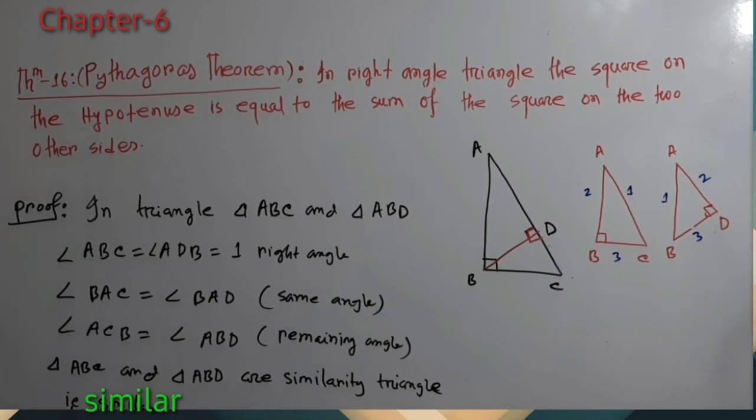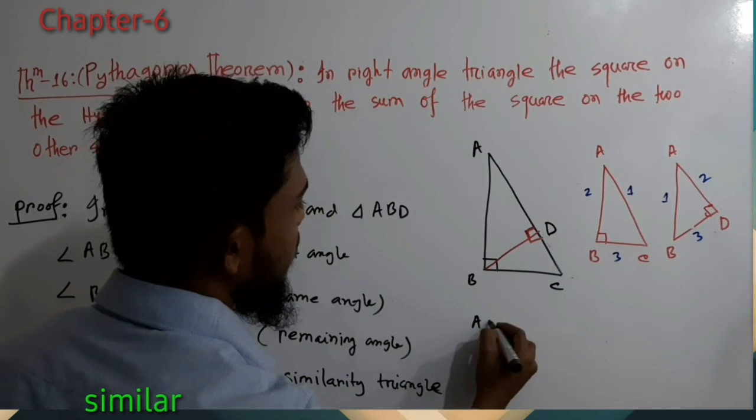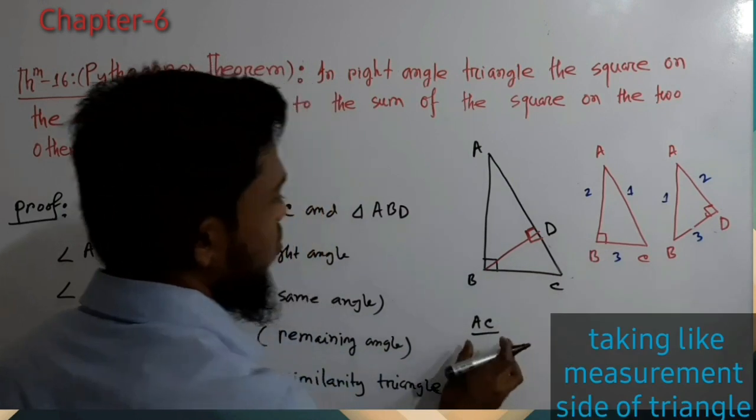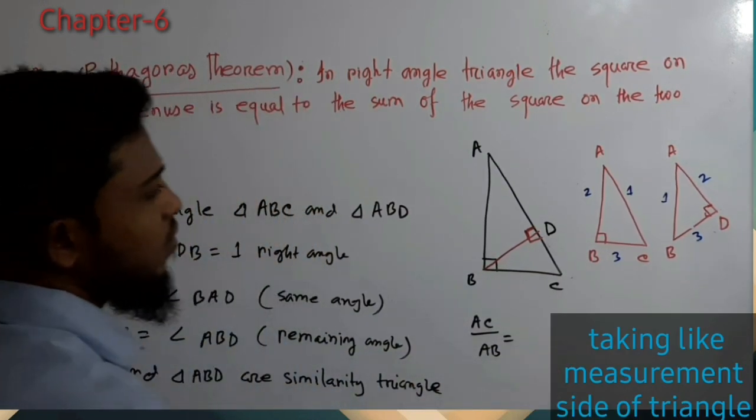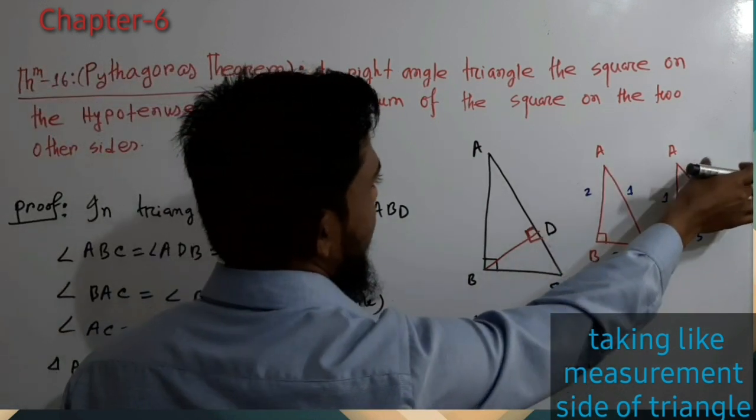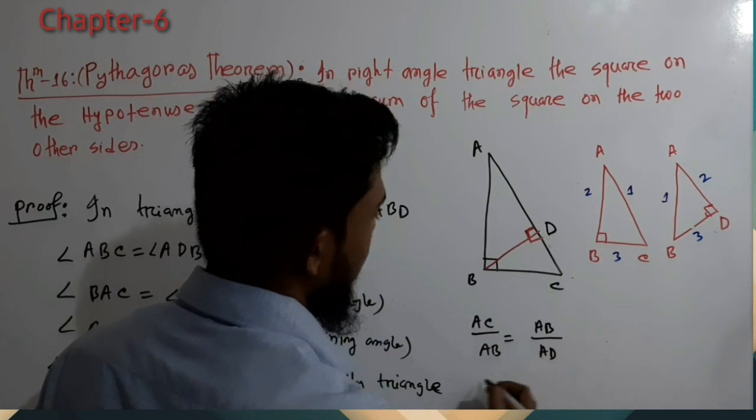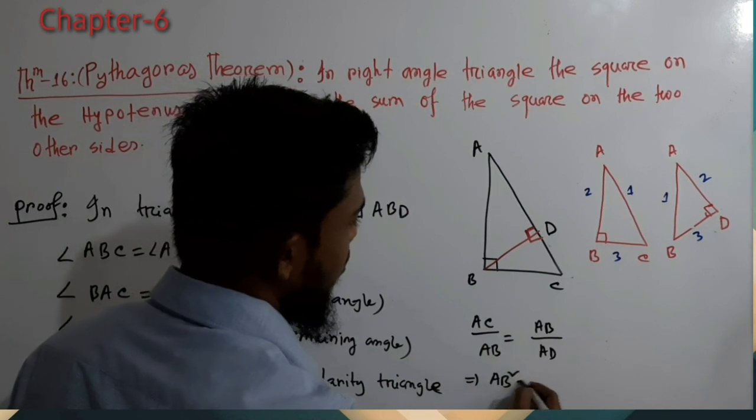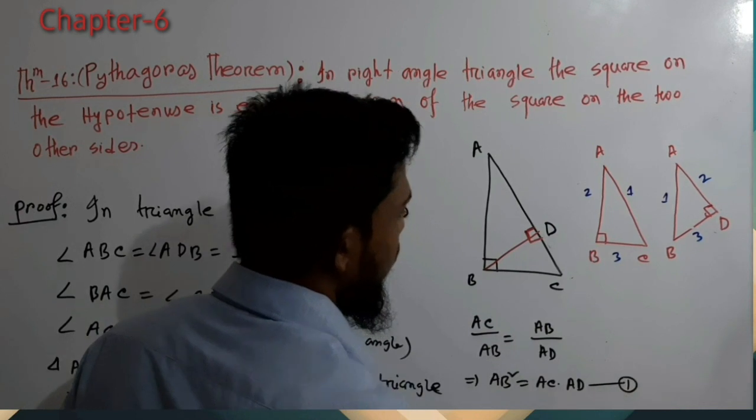So according to our discussion, we can write AC, our large side, divided by the large side, so AC divided by AB is equal to the second side divided by the second side, that is AB divided by AD. According to cross multiplication, we can write AB square is equal to AC into AD. This is our first equation.